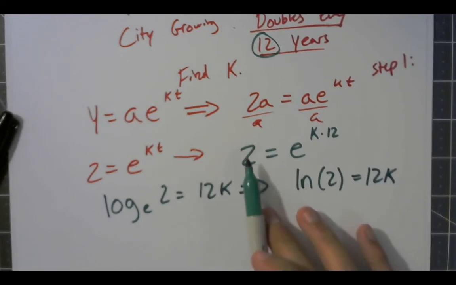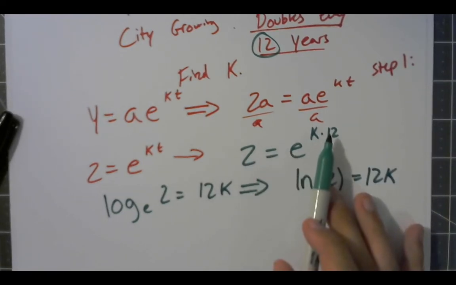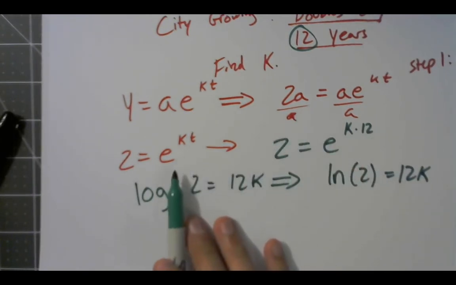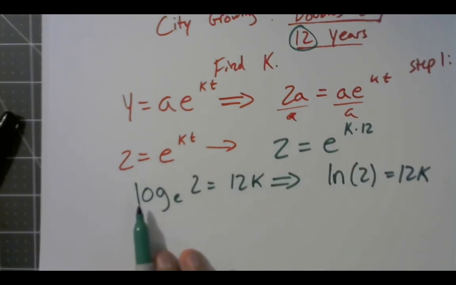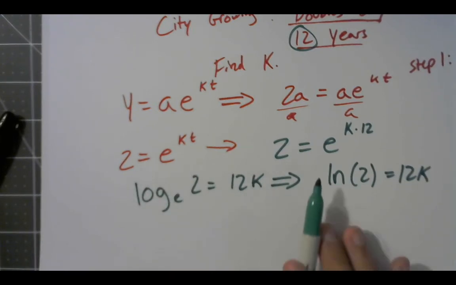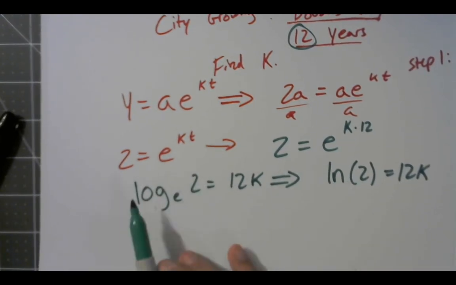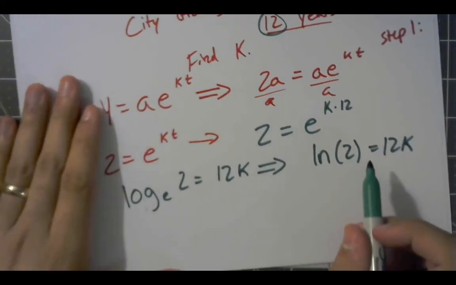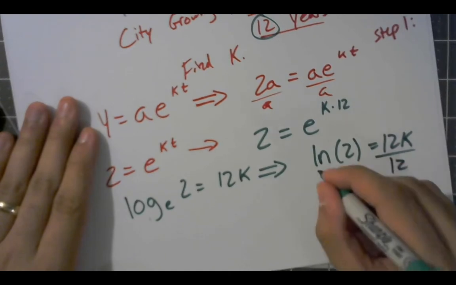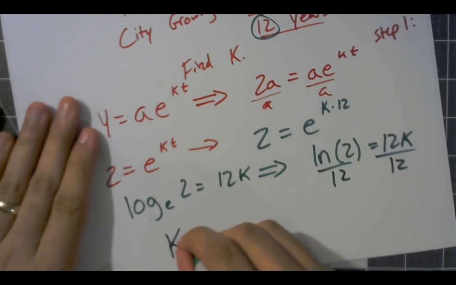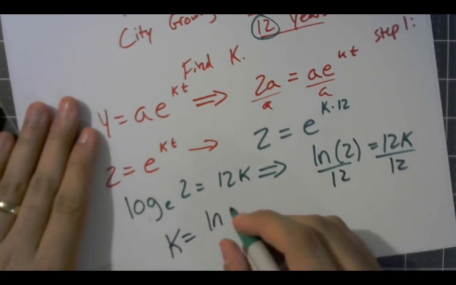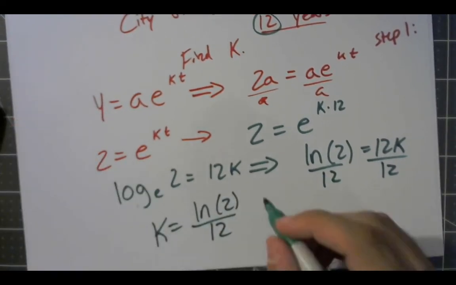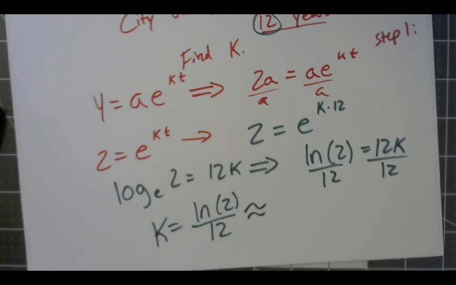So what I did here was I had 2 equals e to the 12k. I'm going to take this exponential form, put it in logarithmic form. This is not proper. We don't have log with a little e. We write it as ln, the natural log. So these are really the same thing. This is just more of a format. And then finally, to solve for k, move the 12. K is going to equal the natural log of 2 over 12, which is about equal to, let me get my calculator out.